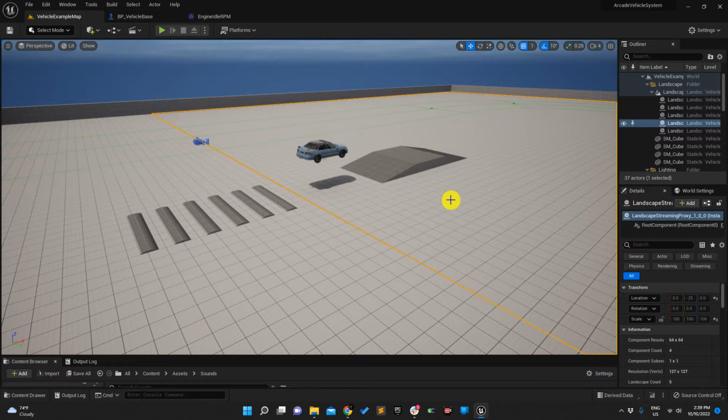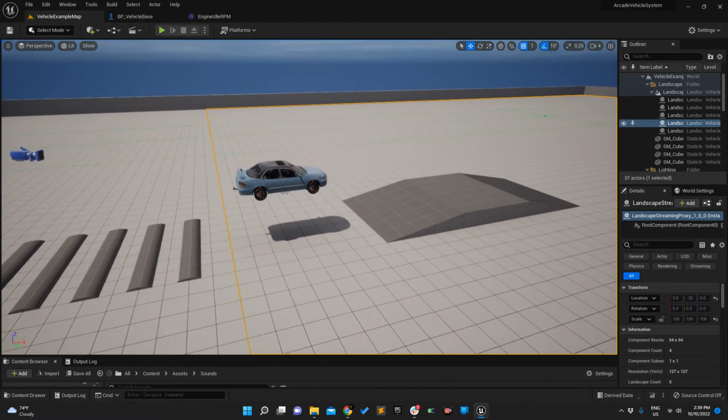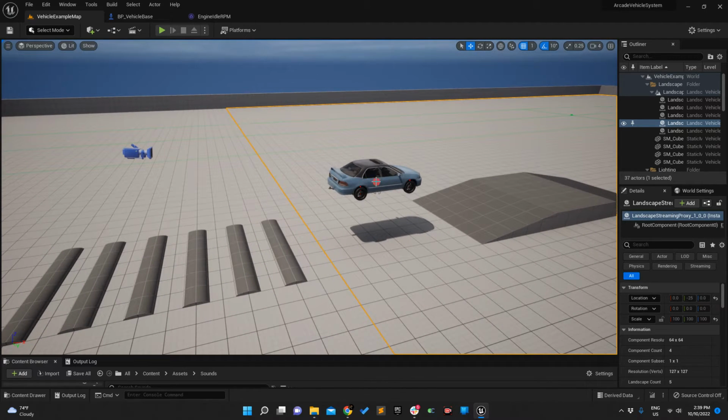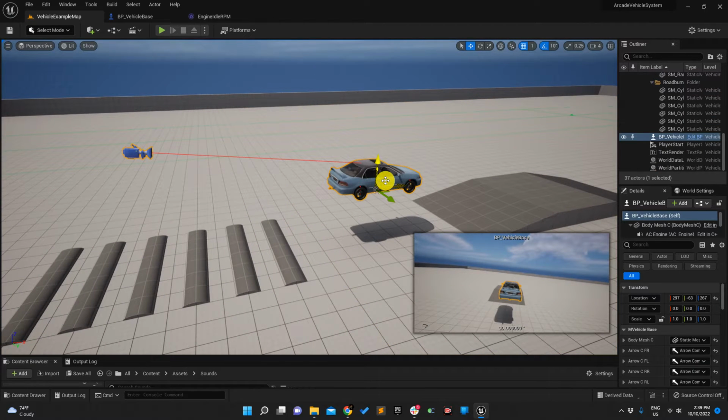Hi all. So I just finished a series called Arcade Vehicle System in which I have taught how to write your own vehicle system inside the Unreal C++ part. So the vehicle is very, very lightweight when we compare it to the Unreal Vehicle System.